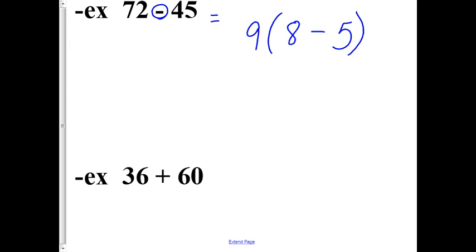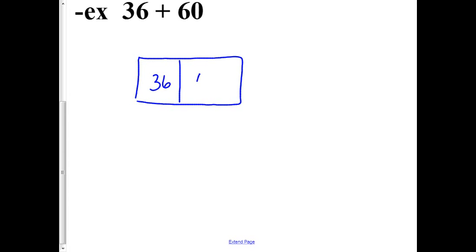If you tried 36 plus 60 as well, which hopefully you did, then 36 plus 60, if you wanted to use an area model for that one, you're going to find that the biggest number that goes into both 36 and 60 is 12. 12 goes into 36 3 times. 12 goes into 60 5 times. So you can rewrite this as 12 times the sum of 3 and 5.